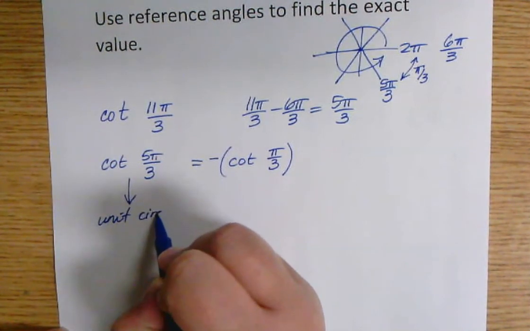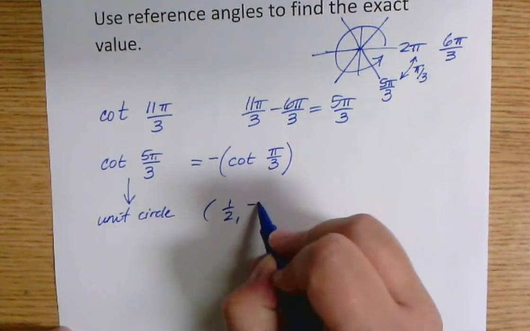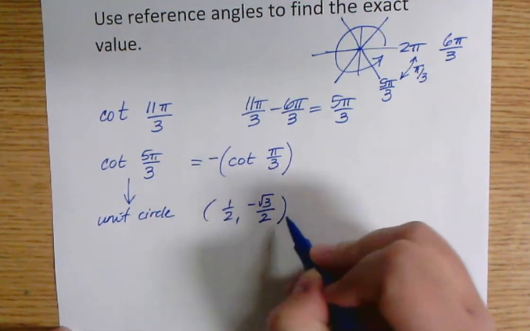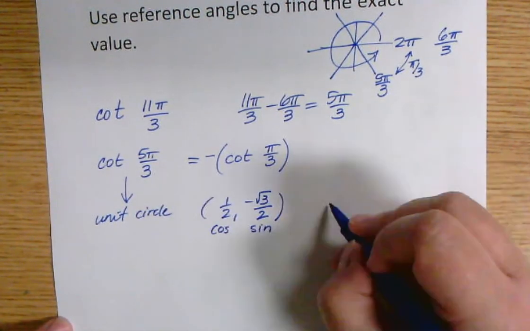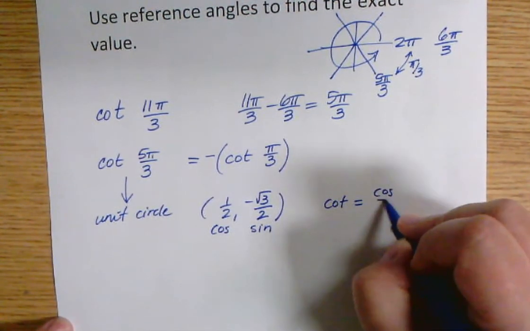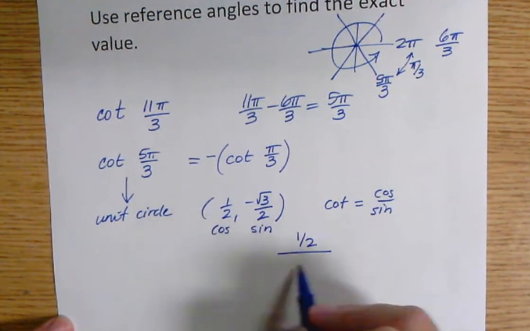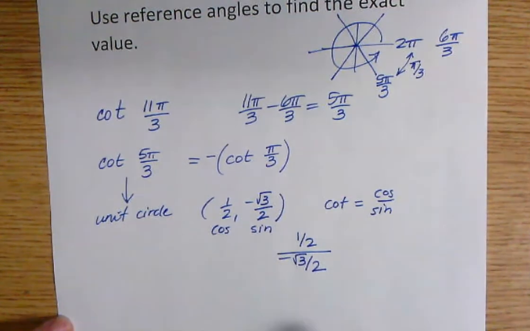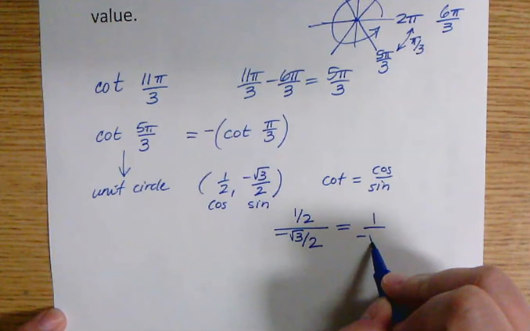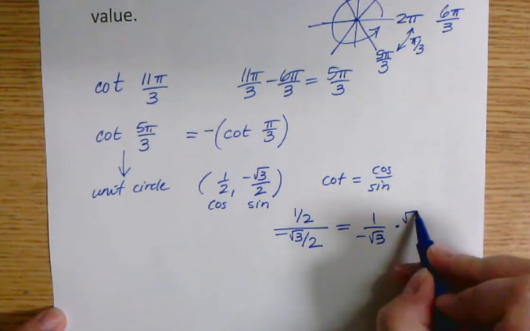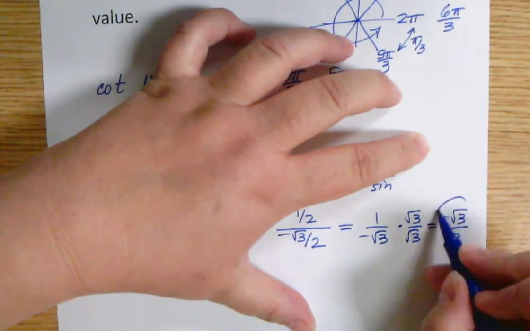When I'm doing that, my first thought is, 5 pi over 3, what are the coordinates? That's 1/2, negative square root of 3 over 2. This is the cosine, this is the sine. Cotangent is cosine over sine, so I'm going to put this guy on top of this guy. When we're dividing fractions that have the same denominator, they basically cancel each other out. We need to rationalize this, so I get negative root 3 over 3. And that's my answer.